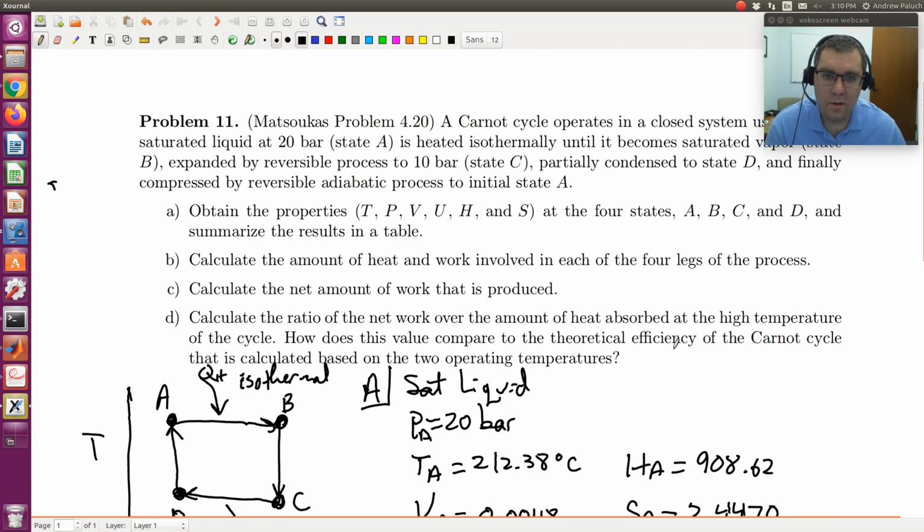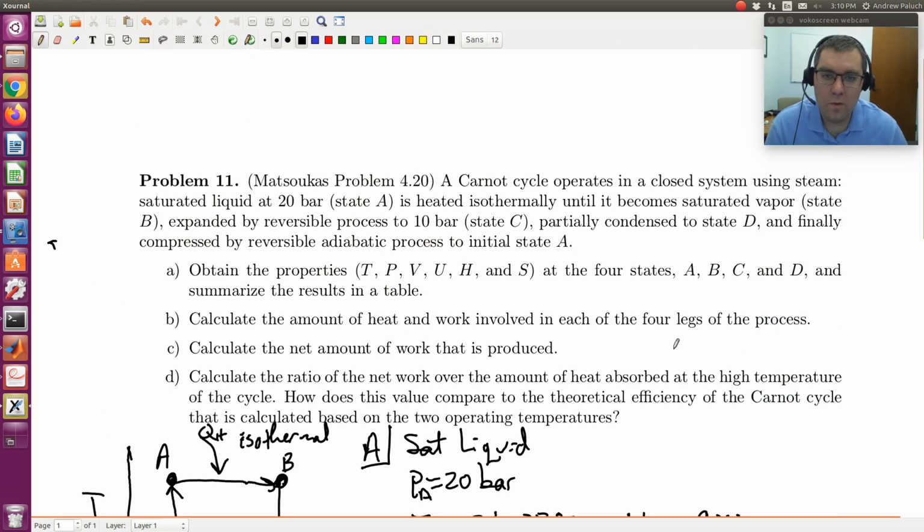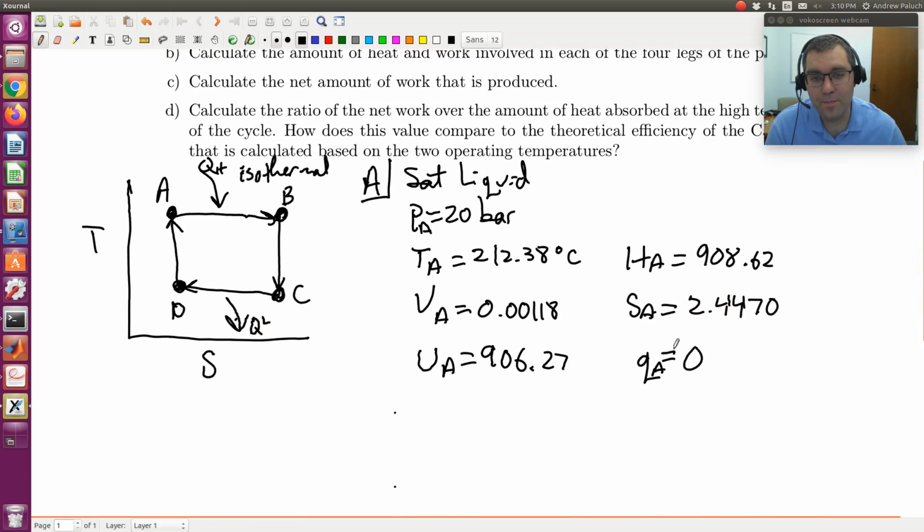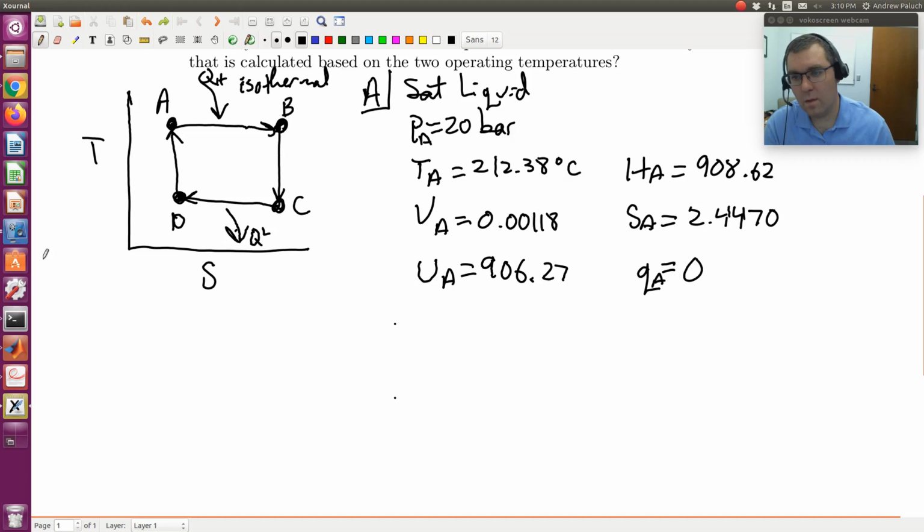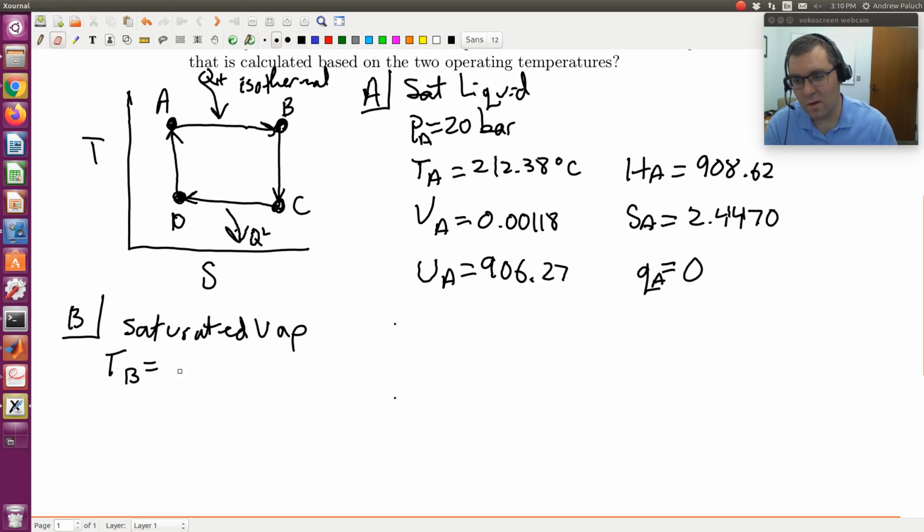Now in state B, it's going to be heated isothermally until it becomes a saturated vapor. Since A to B is an isothermal process, TB is equal to TA. This corresponds to the vapor in equilibrium with the liquid in state A, at saturation. So my temperature is, again, 212.38 degrees C. Since it's going to be at saturation, I know that PB is going to be equal to PA, and that'll be equal to 20 bars.